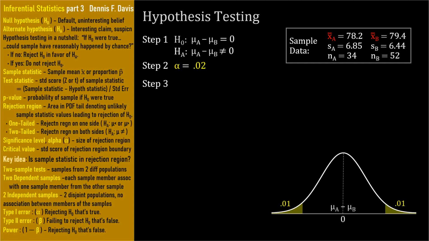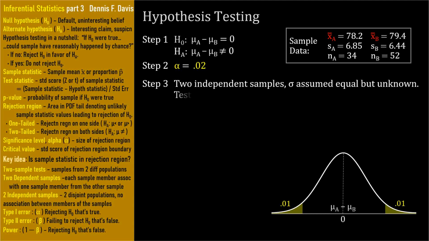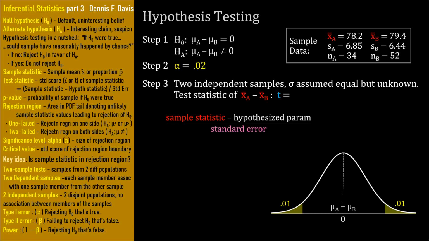Step 3 is to identify and evaluate the test statistic. We have 2 independent samples whose variances are assumed to be equal to each other, but whose value we don't know. Since we don't know sigma, this will be a t-test, and we need to find the t-value for the difference between our sample means. As usual, the formula for a t-test has this general shape: red sample statistic minus hypothesized parameter divided by the standard error. This gives us our sample's point on the PDF for us to compare to the critical value.